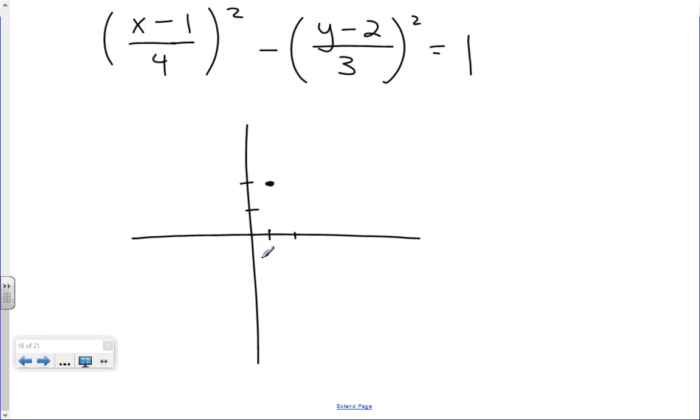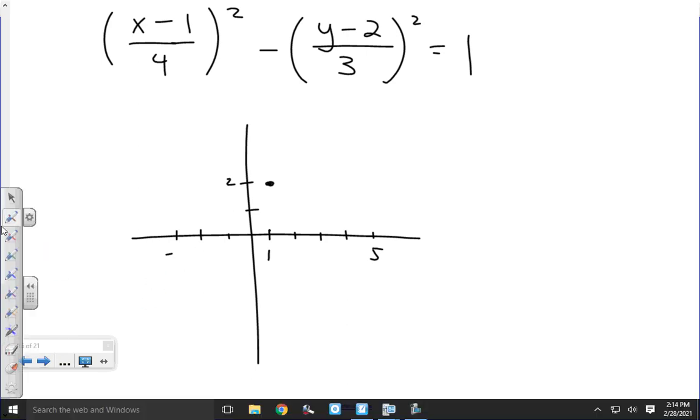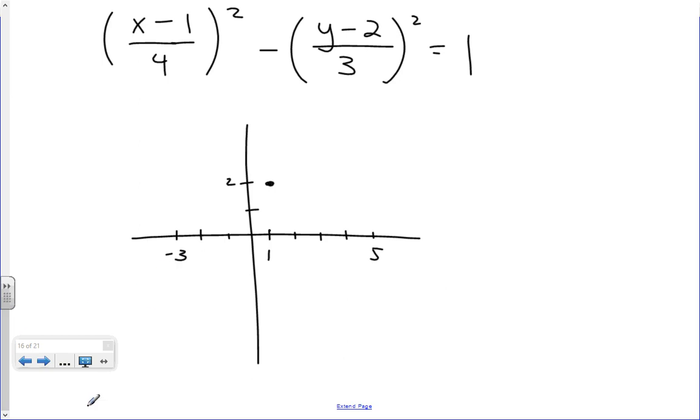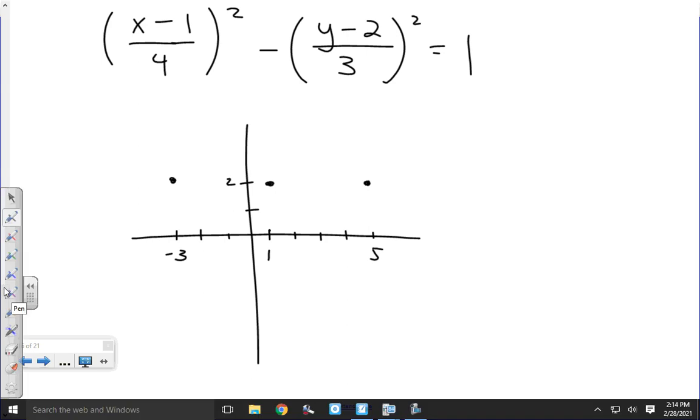This is at 1 and this is at 2, so we'll go over 1, 2, 3, 4, 5. And we can go the other direction. There's 1, 2, 3, 4. Oops, that's a negative 3. So the transverse radii tell me where the two vertices are at. And then if I look at the y dilation and the x dilation, that tells me the slope of my asymptotes. So I know that my asymptotes have a slope of 3 over 4.